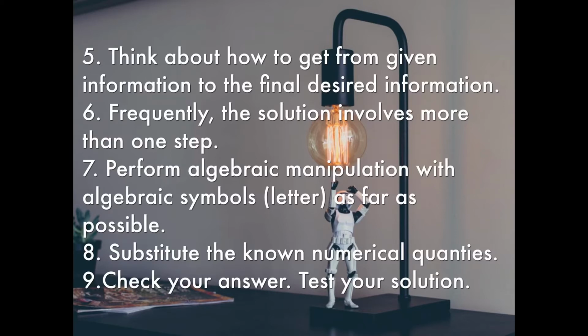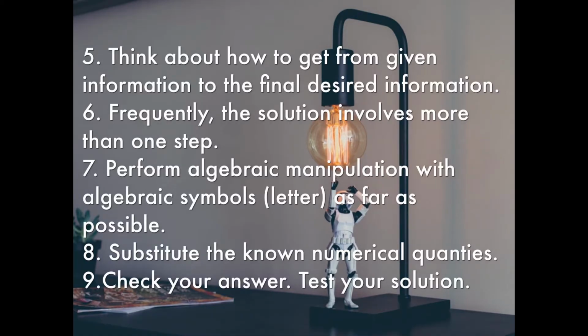Number 6. Frequently, the solution involves more than one step. Intermediate quantities might have to be found first and then used to find the final answer. Try to map out a path from the given information to the solution. Whenever possible, a good strategy is to divide a complex problem into several simpler subproblems.